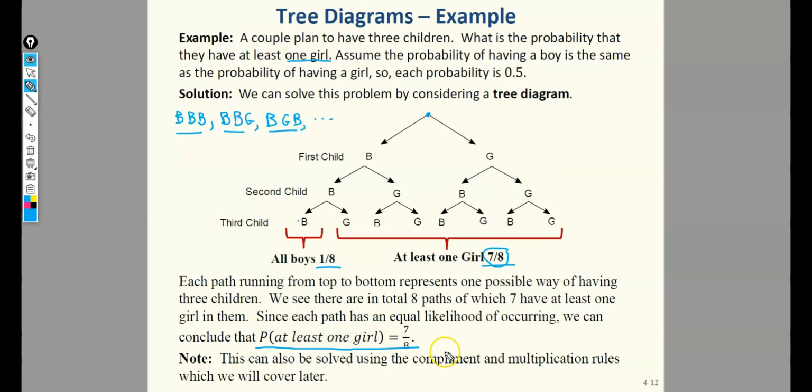Now later on, as we go through the course, we'll see that we can solve this problem without using a tree diagram. We'll be able to solve this problem using what's known as the complement and multiplication rules, in which case we won't have to draw a tree diagram. But a tree diagram is helpful to understand graphically what's going on in a problem.